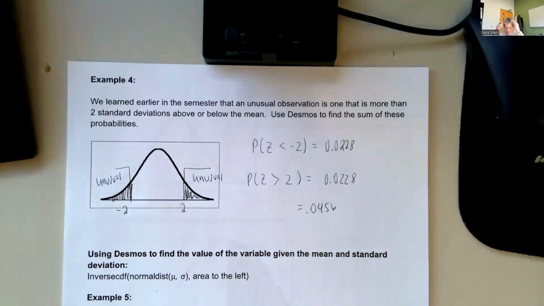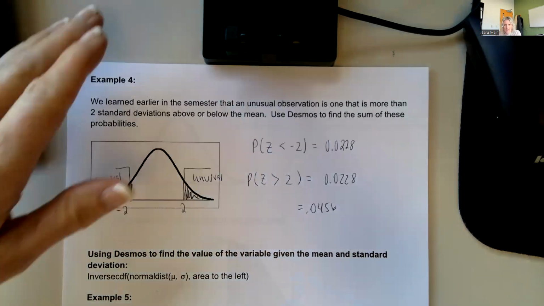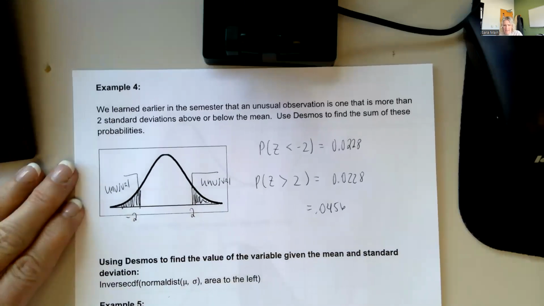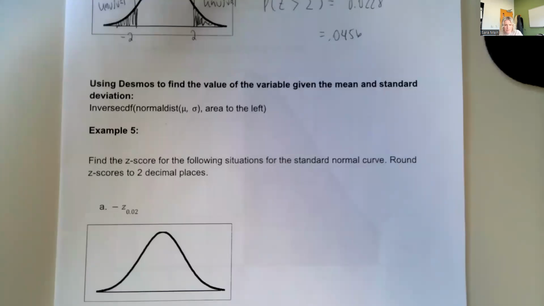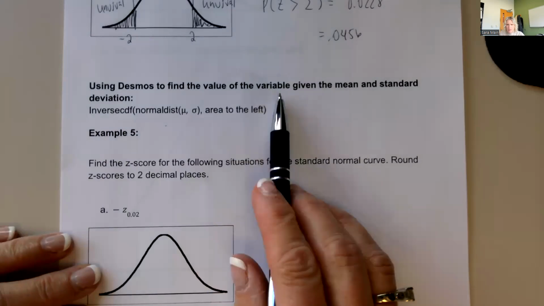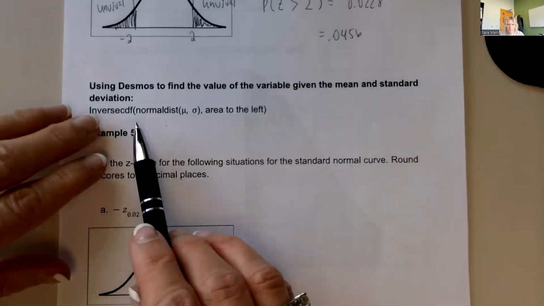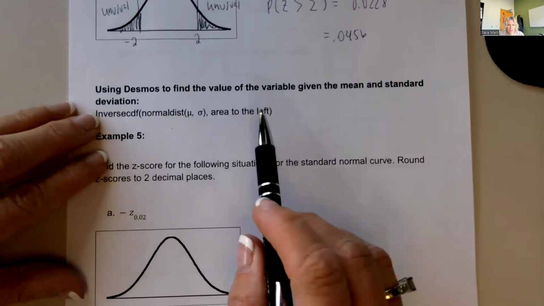We can also use Desmos to find an x value if we are given area. So it says using Desmos to find the value of the variable given the mean and standard deviation, and the area.